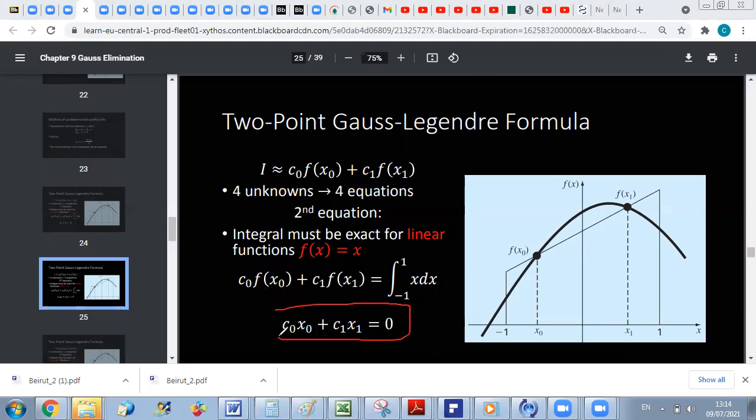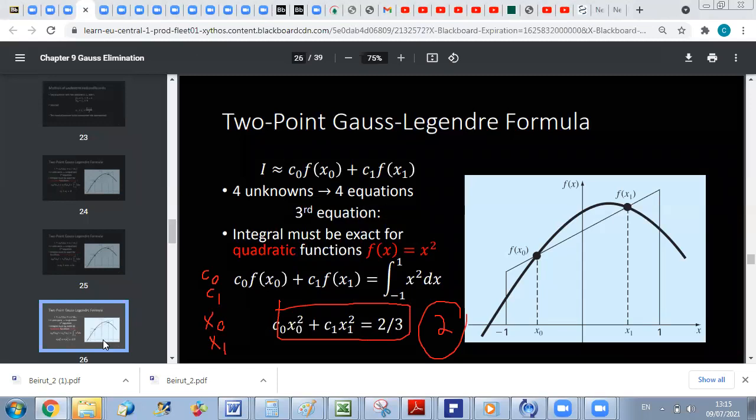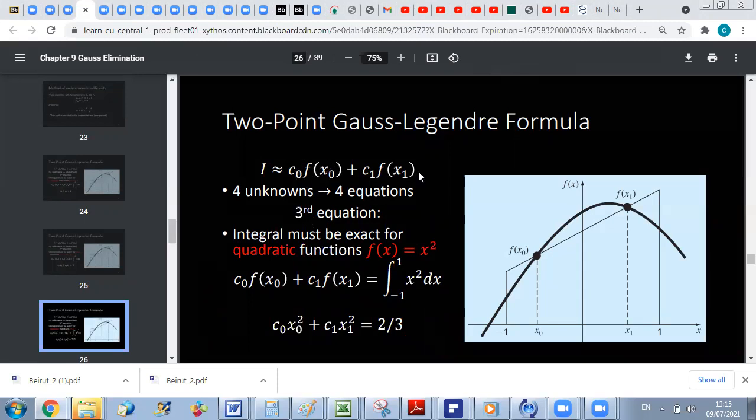But of course here, 2 equations are not enough because you have 4 unknowns. Your unknowns are C0, C1, x0, x1. So now I should move to the third equation. As we said, the third relation will be obtained by forcing the integral obtained by C0 of x0 plus C1 of x1 to be equal now to the integral from -1 to 1 of the function x squared dx.